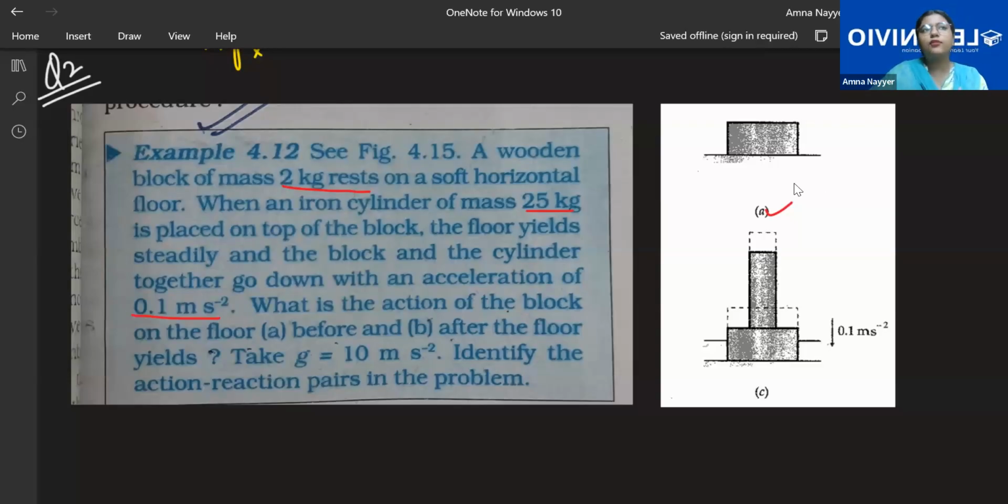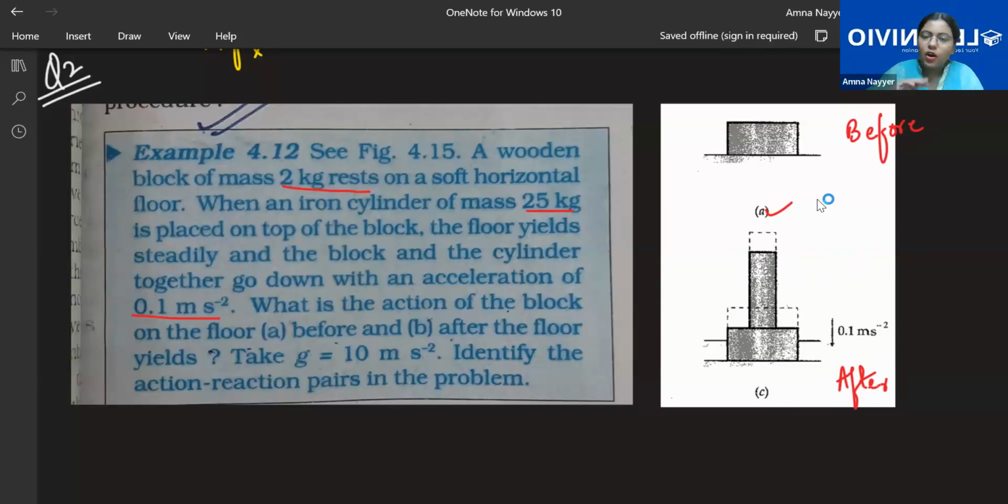See, when will the floor not yield? When will the floor not break? When this iron rod isn't put. When the iron rod is put, the weight becomes so heavy that the floor yields. So before means this, and after means this. Once this is put, then the floor breaks. So that's what the question says.